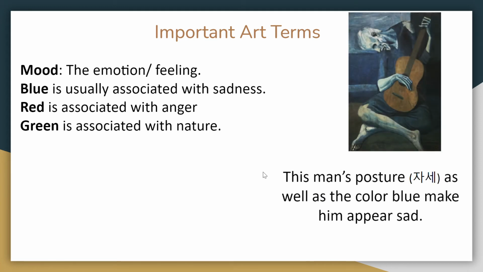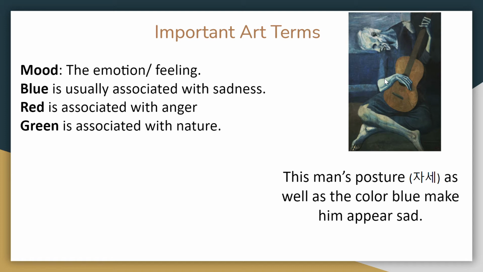Next. Okay. My computer is struggling. Okay. This man's posture, right? As well as the color blue make him appear sad. So we see the man is looking down at the ground. He's hunched over. And this color blue shows that he's probably quite sad.